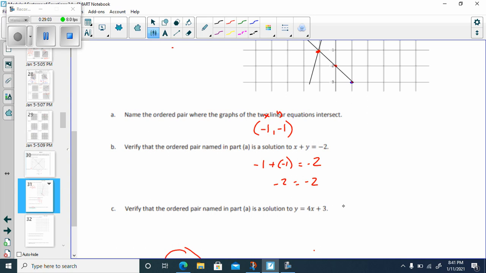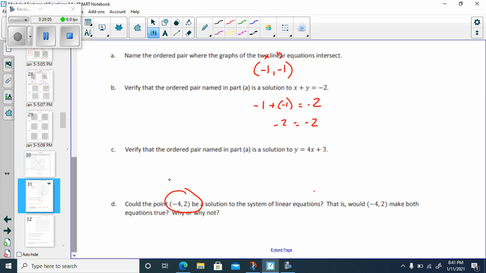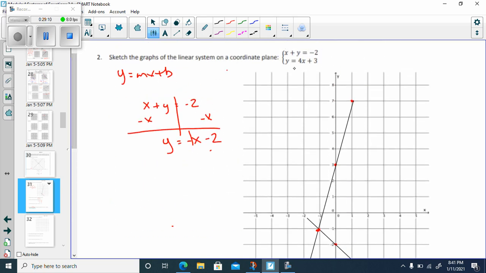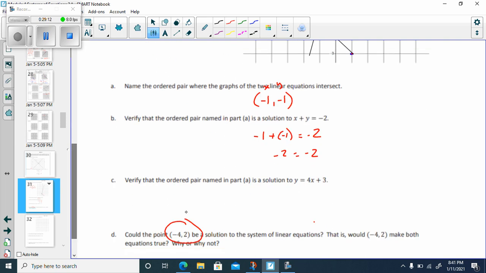We have verified that. Now verify that the ordered pair is a solution for the other equation. So we're proving that it's on both of these. Let's see. y is -1. Is -1 equal to 4 times -1 plus 3? Is -1 equal to -4 plus 3? Is -1 equal to -1? Yes, it is.